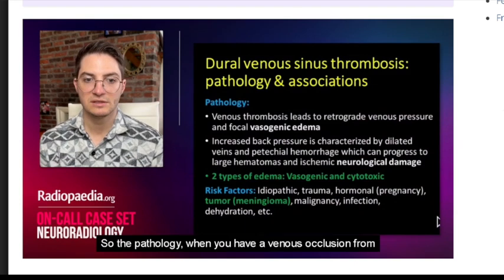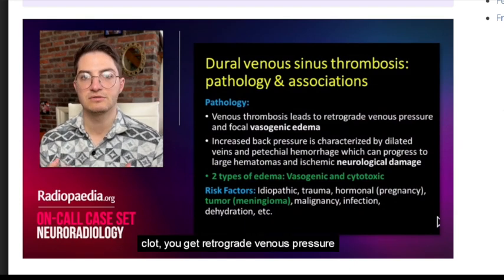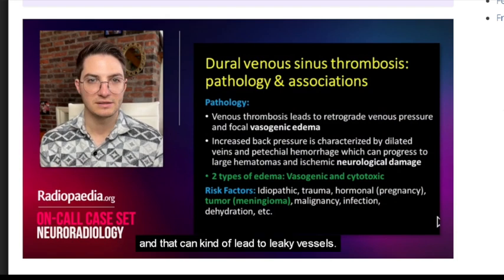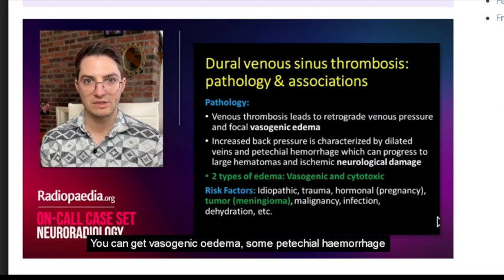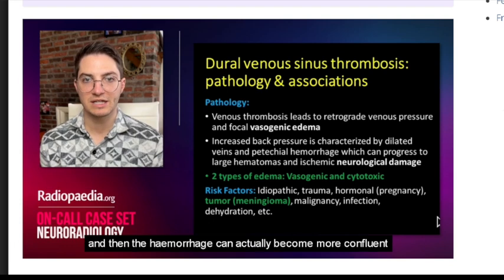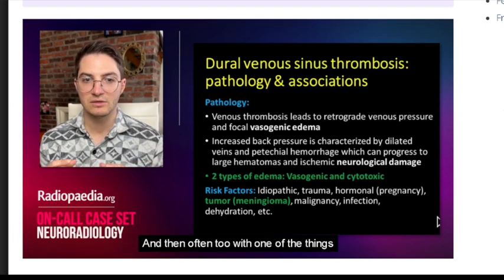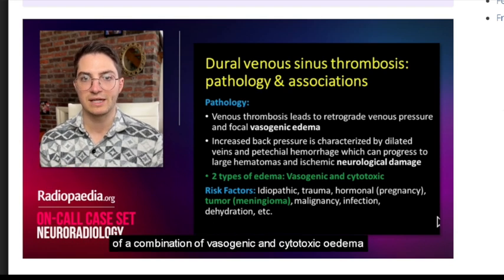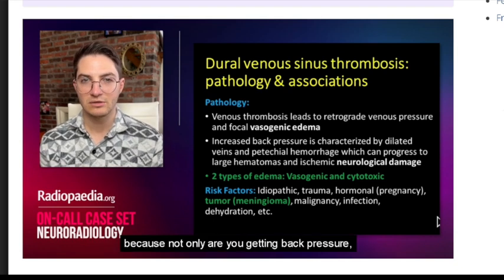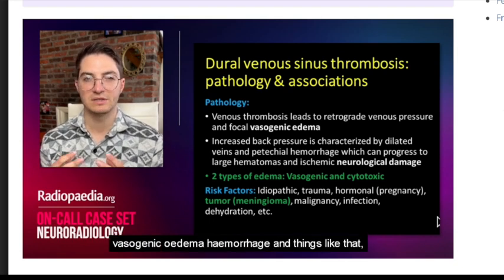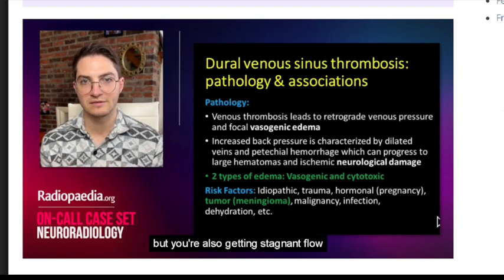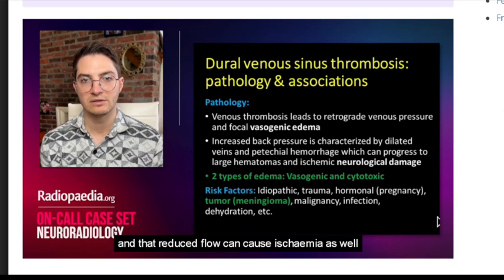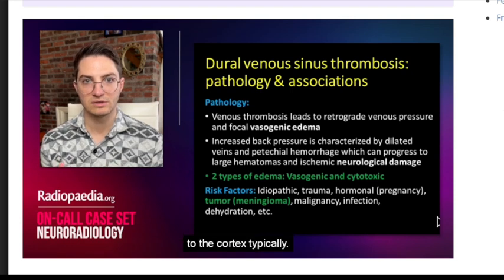So the pathology: when you have a venous occlusion from clot, you get retrograde venous pressure, and that can lead to leaky vessels. You can get vasogenic edema, some petechial hemorrhage, and then the hemorrhage can become more confluent, and you can get large intraparenchymal hematomas. And often too, one of the things that's relatively helpful for a venous infarct is you get a combination of vasogenic and cytotoxic edema, because not only are you getting back pressure, vasogenic edema, hemorrhage, and things like that, but you're also getting stagnant flow, and that reduced flow can cause ischemia as well to the cortex typically.